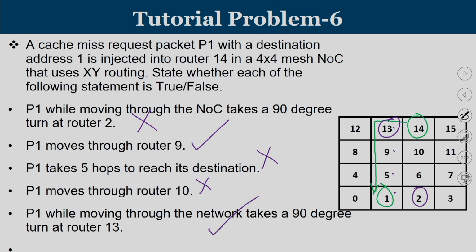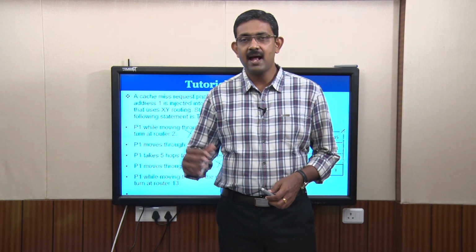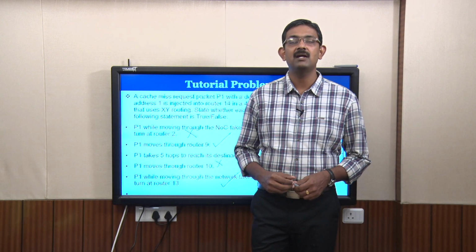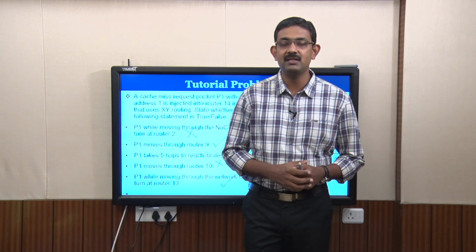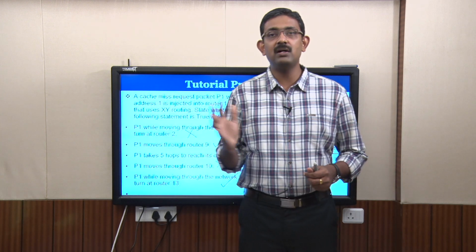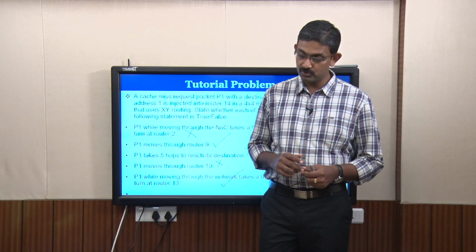So, given this problem, we write down the path this particular packet is taking, and there are certain statements given with respect to the routers it is going to visit, and the routers at which it is transitioning from X direction movement to Y direction movement. That is the way we are going to solve this.